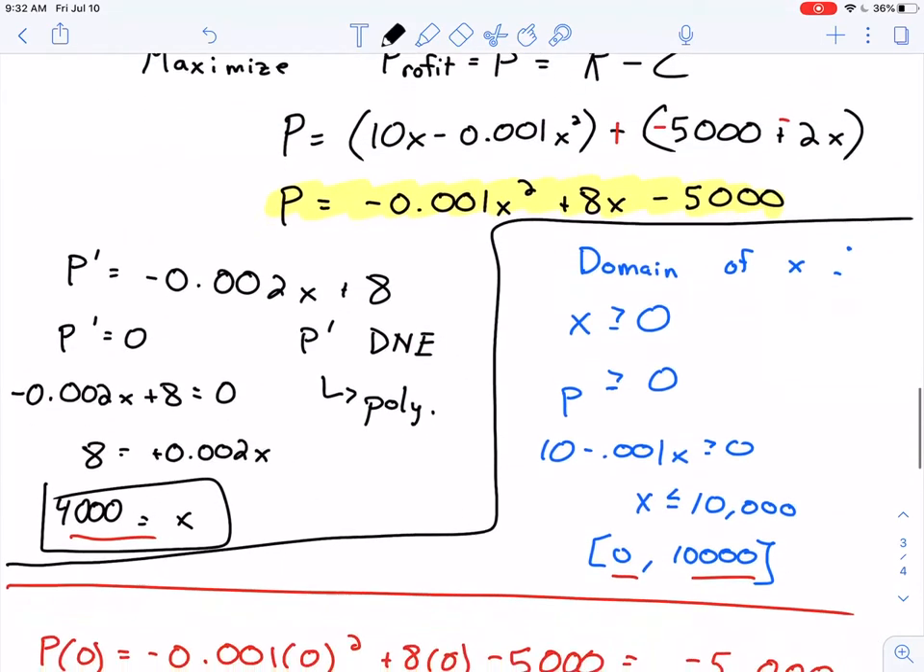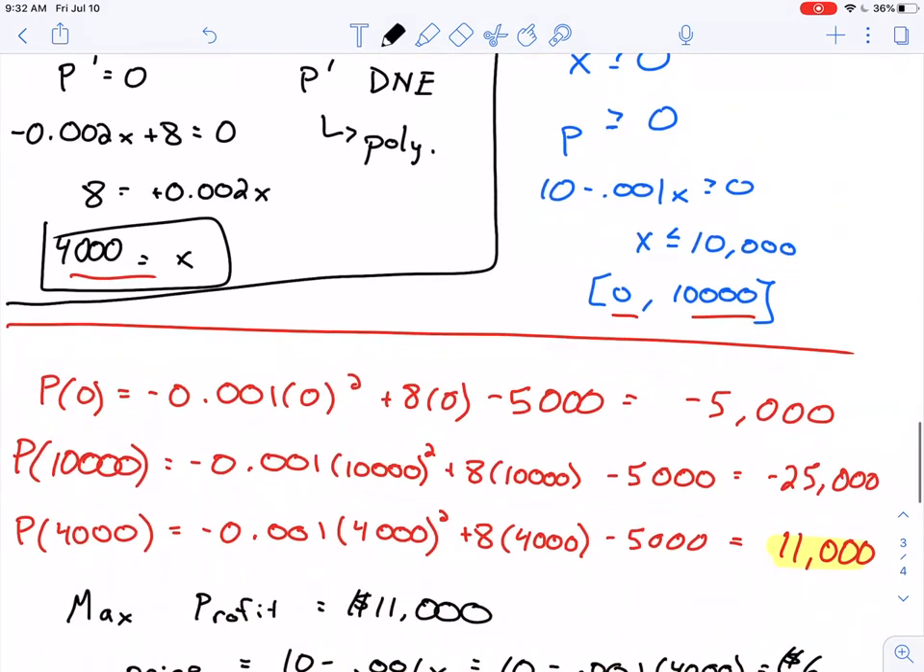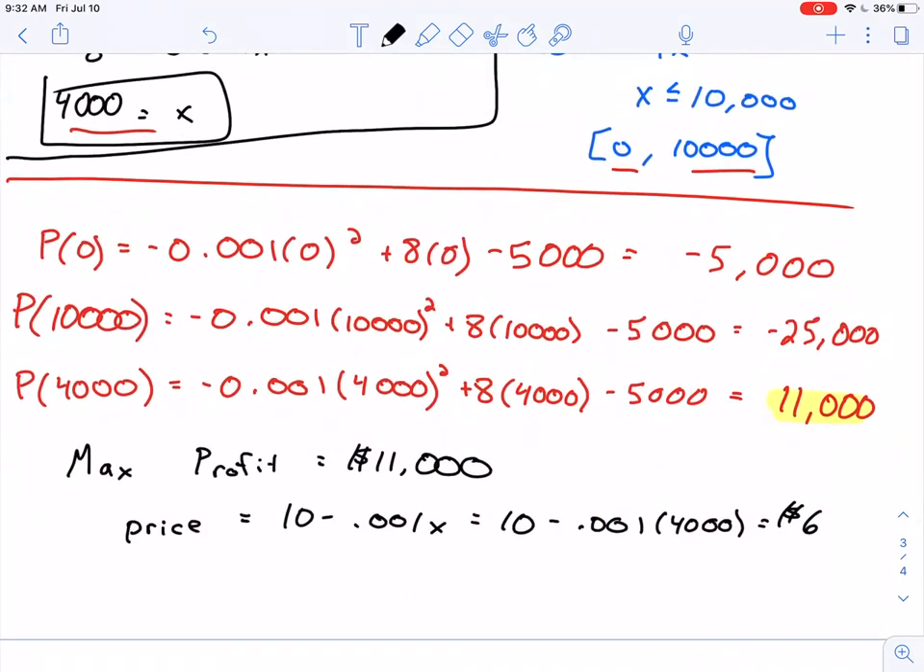And what else? Is there anything else? It says, and how many markers should be produced? Well, that's just my x value. So the number of markers, or the quantity that I should produce, is x equal to 4,000. So here is everything my problem asked for.